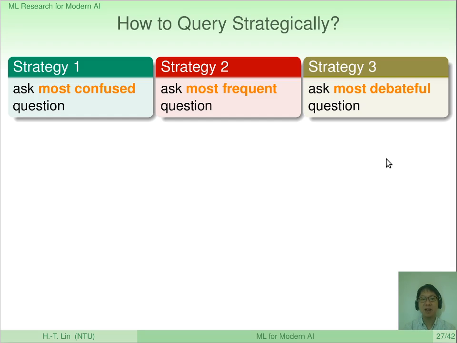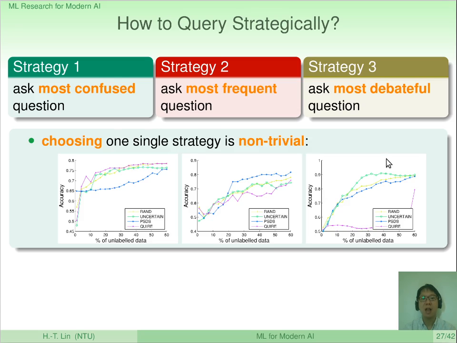And yet another strategy is to say, this can be debatable. People can have different opinions about this. How about we ask questions surrounding this most debatable issue? And in active learning, those three strategies actually correspond to some different methods that people actually use. But choosing the strategy is not trivial.